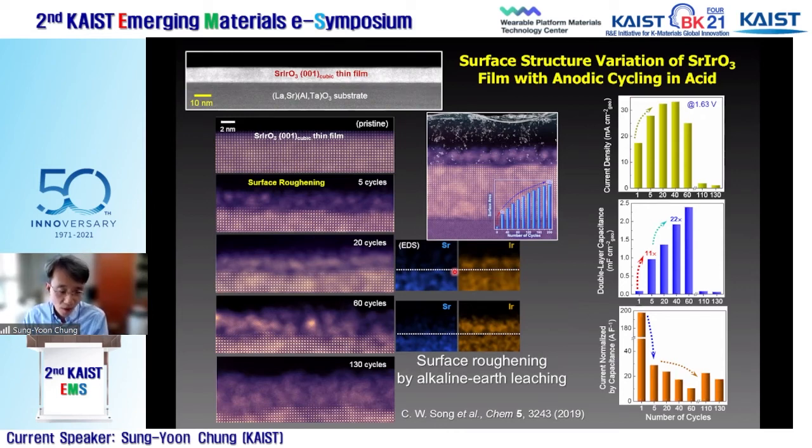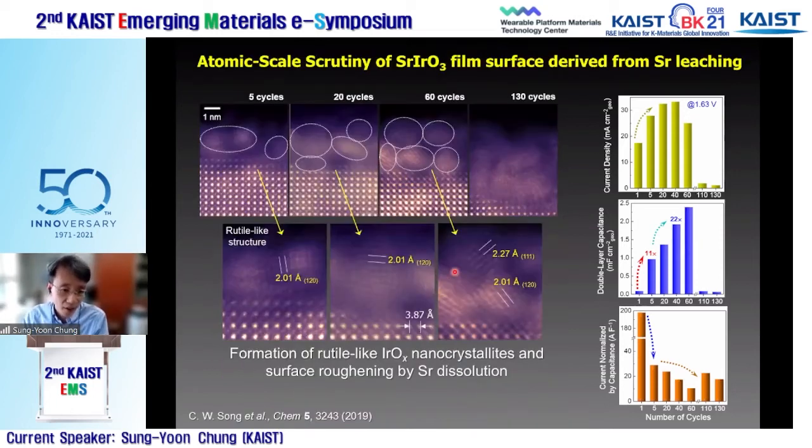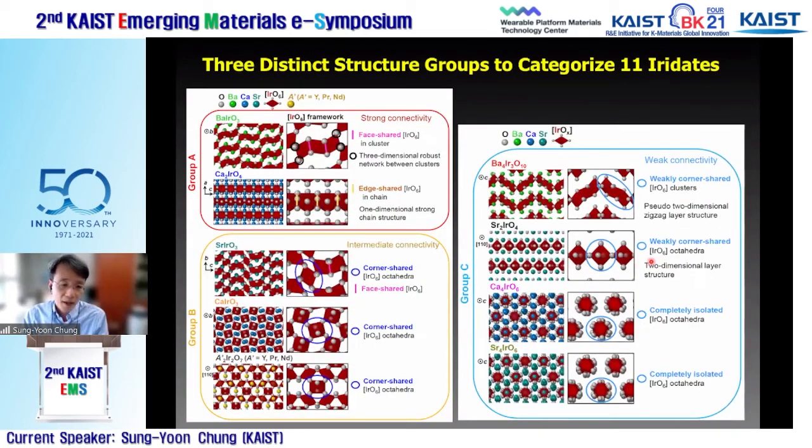The complex oxide, even though its initial activity is very high, shows a typical image after strontium dissolution. The remaining structure is iridium-based oxide nanocrystal. So the high activity is based on the high surface area, resulting from the dissolution of the strontium.